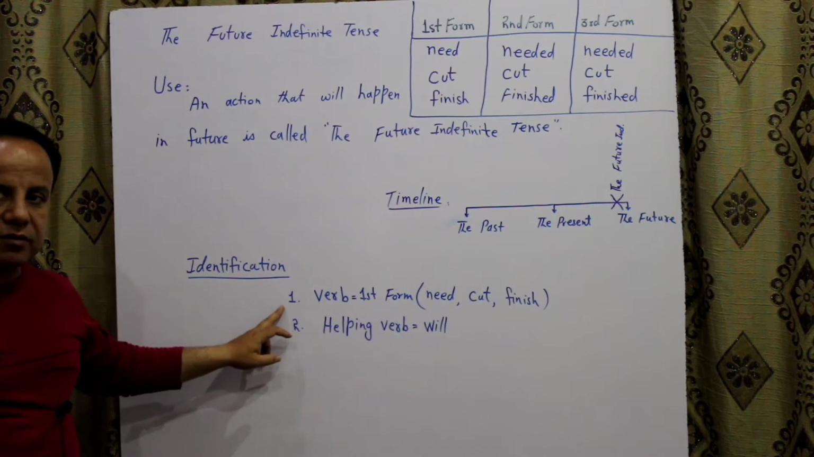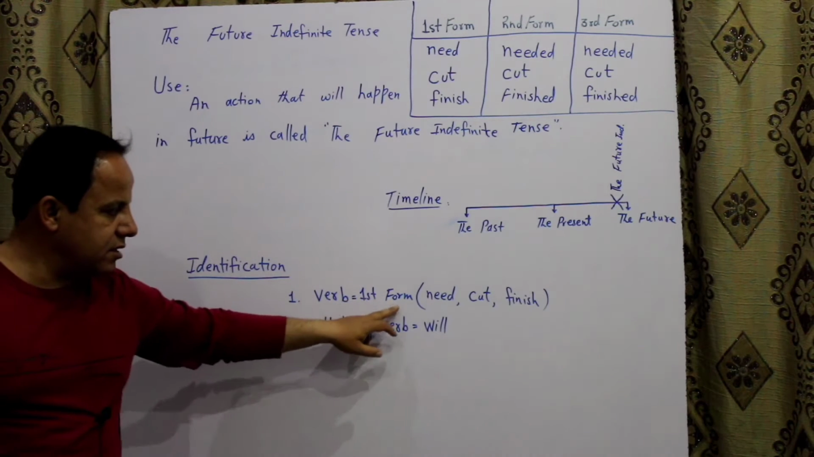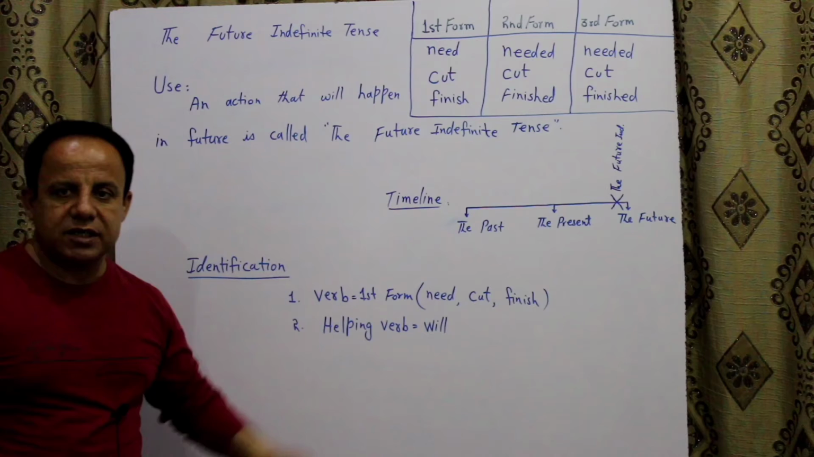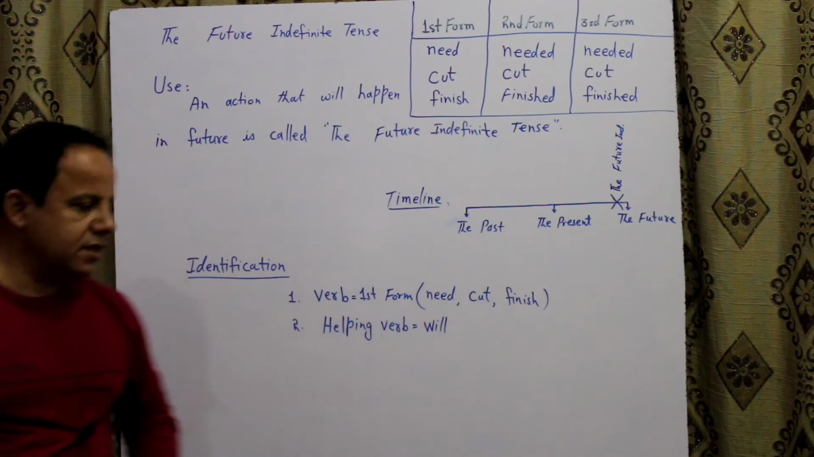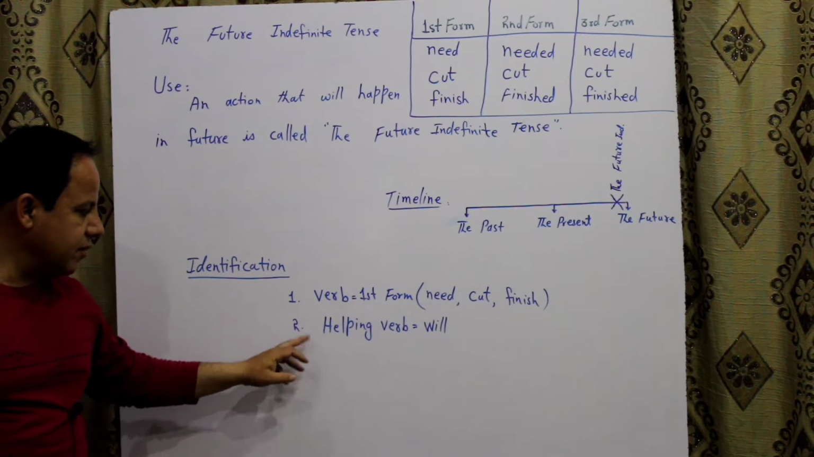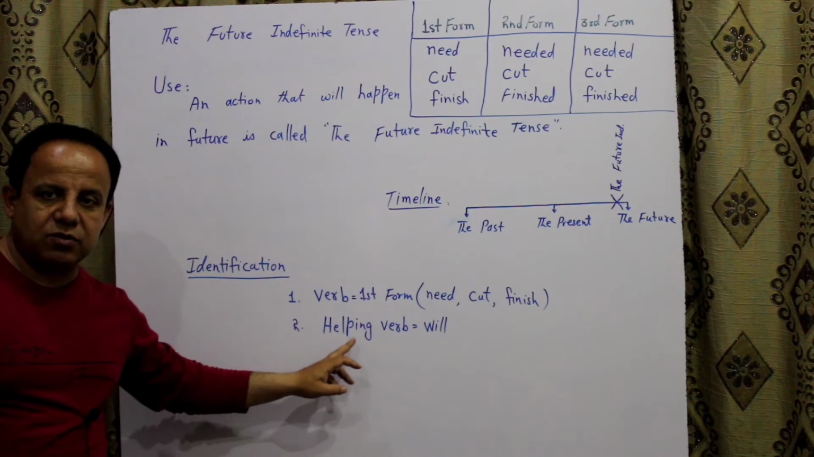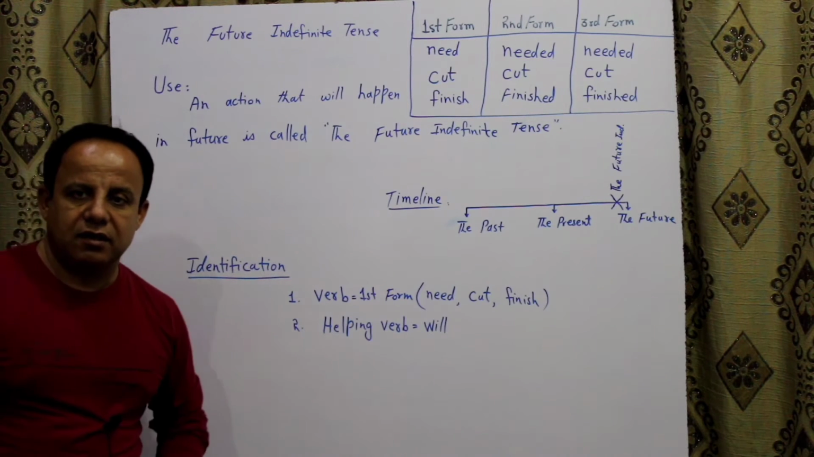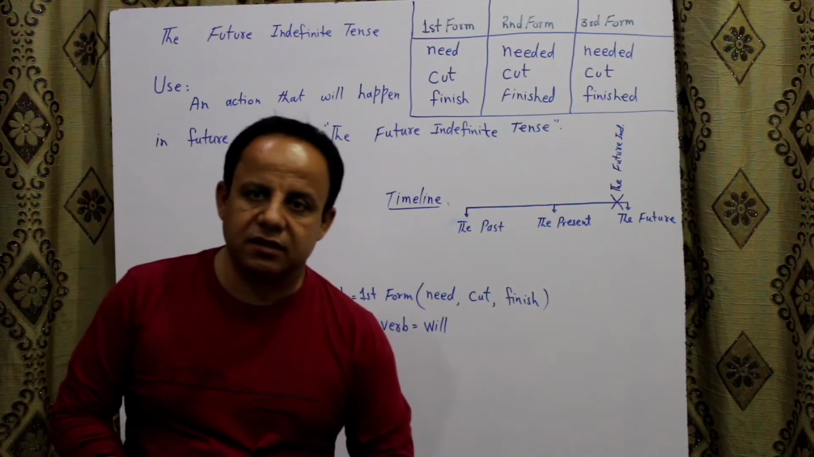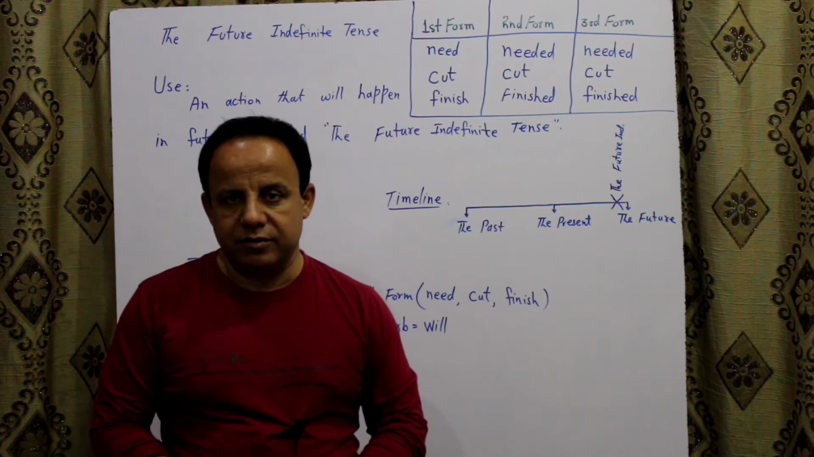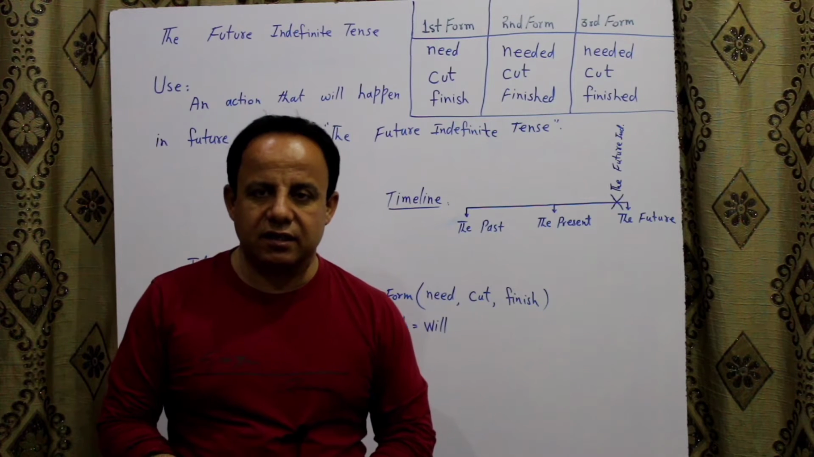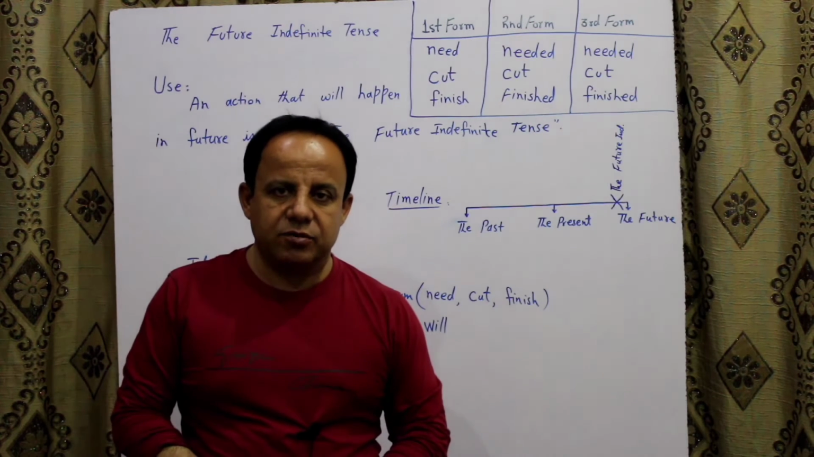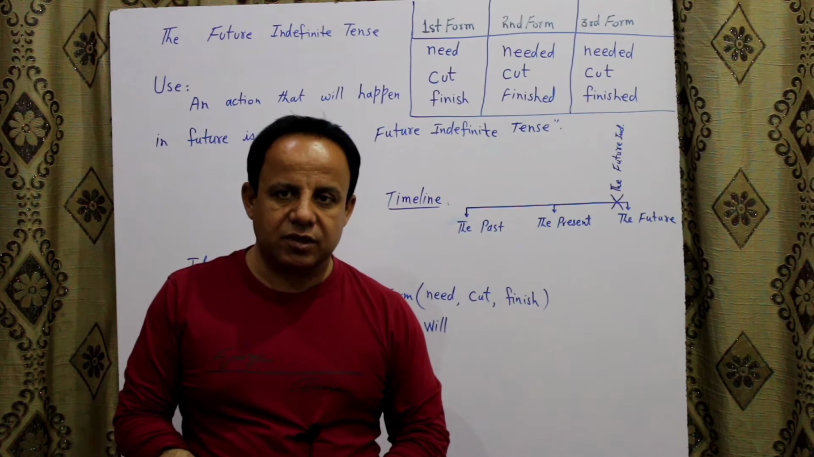Identification is there. The verb's first form is used, like need, cut, finish. It means in this tense we use the first form of the verb. And second, a helping verb is there. Of helping verbs, we use just one, that is will. It means it is used with every subject. In the past people were using shall as well with I and we. But in up-to-date time, you might have observed people are just using will.